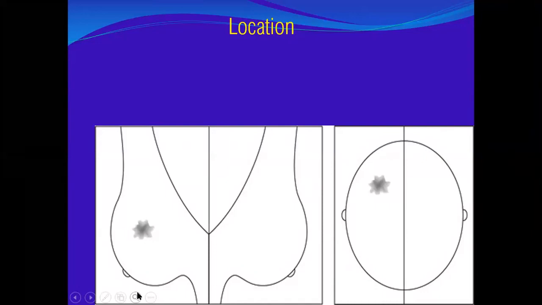Where? 10 o'clock of what? 10 o'clock of the right breast, Dr. Rabab. You didn't mention right breast. I was waiting to say right. This is the right breast, 10 o'clock of the right breast.